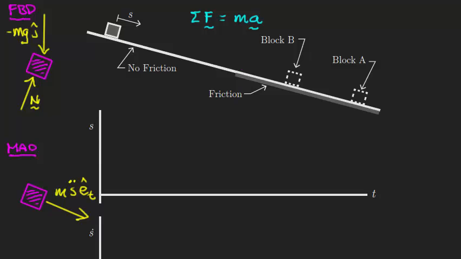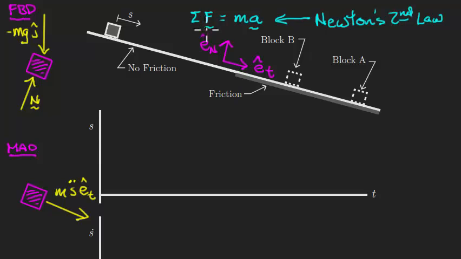What's e hat t? E hat t will be a basis vector that's aligned with the ramp, so it's tangent to the ramp. And then I'll pick e hat n to be the direction perpendicular to that ramp, right? So my acceleration, again, is in the e hat t direction. And there's my mass acceleration diagram. All right, now that I have these two diagrams, it's time to connect them together. And they're connected together through this F equals ma.